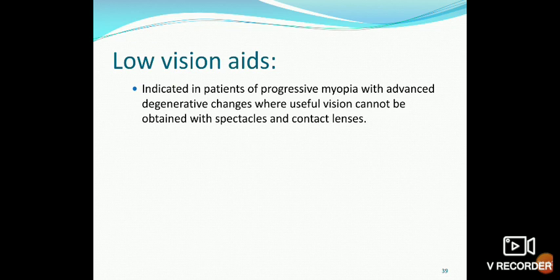Low vision aids. They are prescribed to patients having progressive myopia with advanced degenerative changes where useful vision cannot be obtained with spectacles and contact lenses. So these are given to individuals in which spectacles and contact lenses are not useful, individuals who have advanced myopic disease.